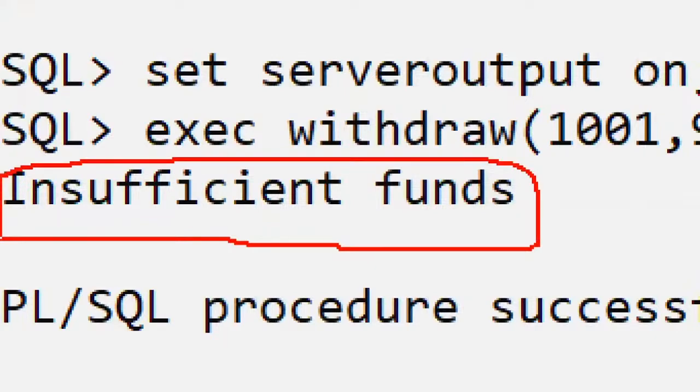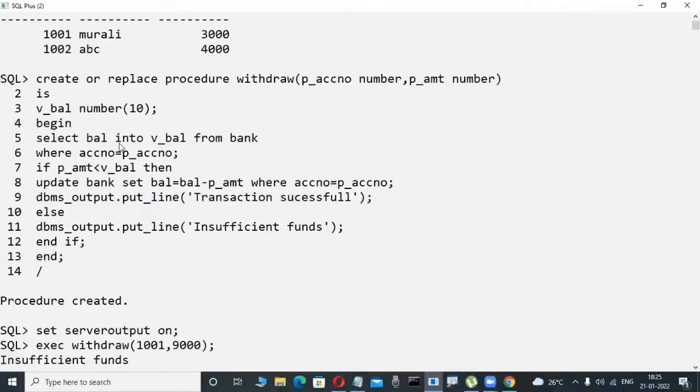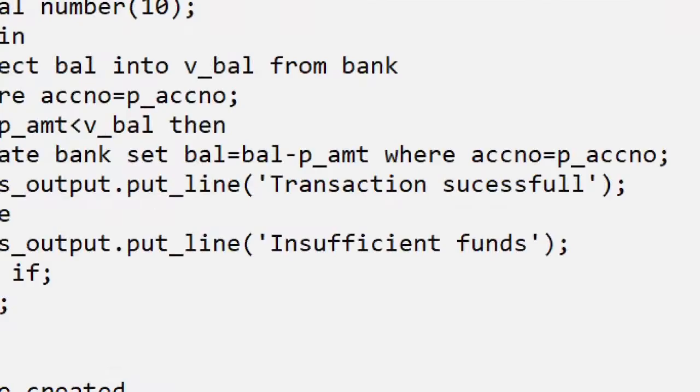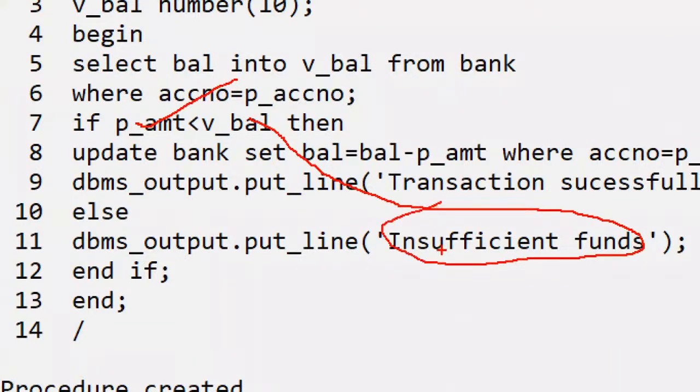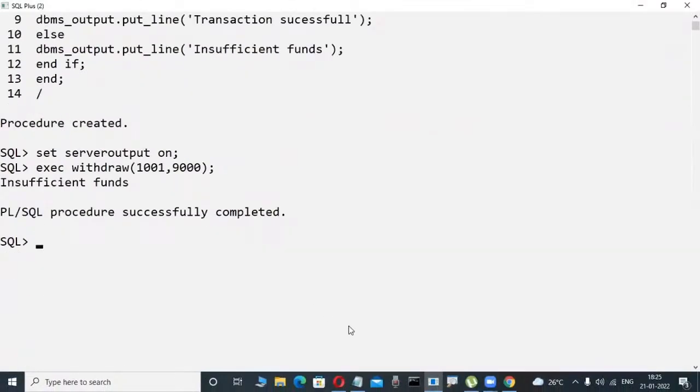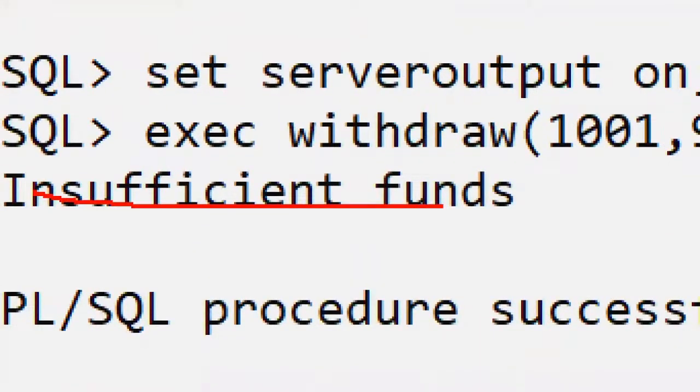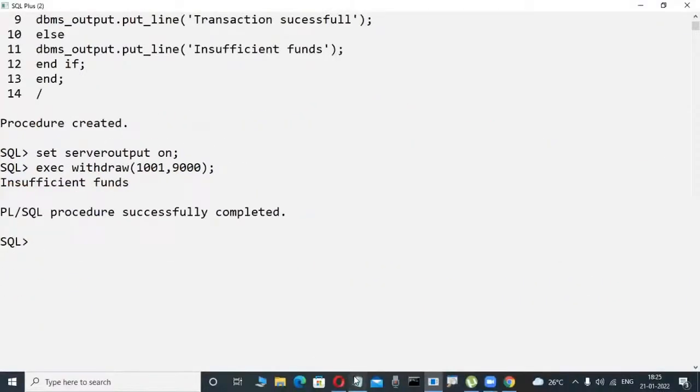How is it possible? The coding I write is executed. Your amount is more than the available balance, that's why insufficient funds. It will display the message, yes. Now observe logically: insufficient funds is a message, and it will be displayed. Suppose now, check another case.